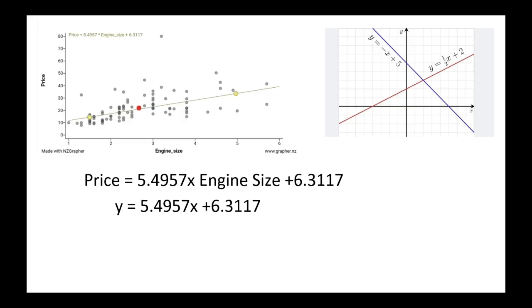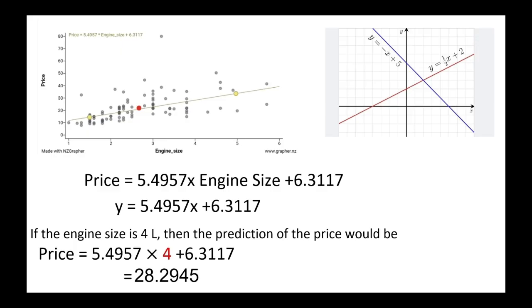For example, if the engine size is 4 liters, then you put that into engine size and get the value of the price, which is 28.2945. It doesn't say the unit here, but I would assume it's $1,000. So about $28,000 approximately. Of course, a car price is not solely determined by engine size, not at all. There are many other factors that affect car price, but this is just one way to predict the price.